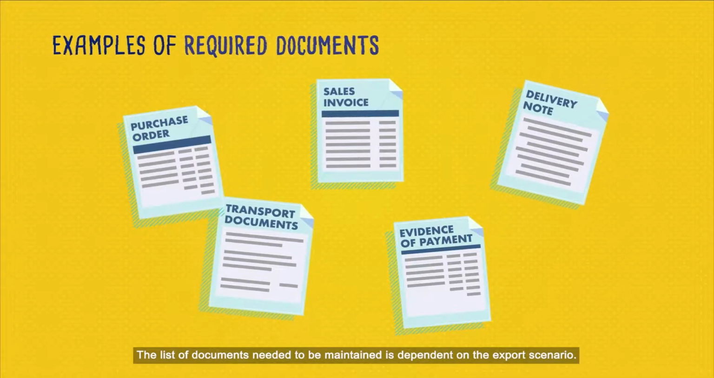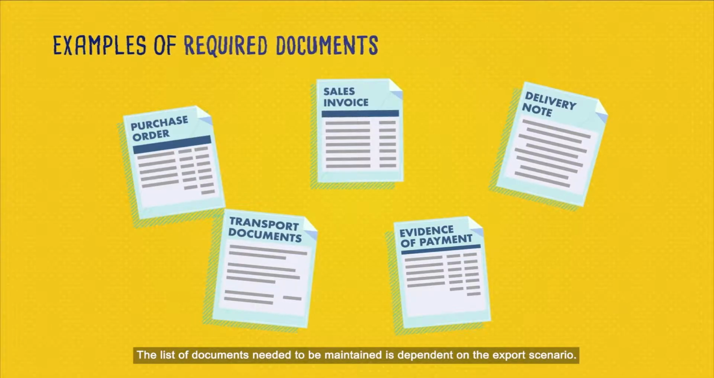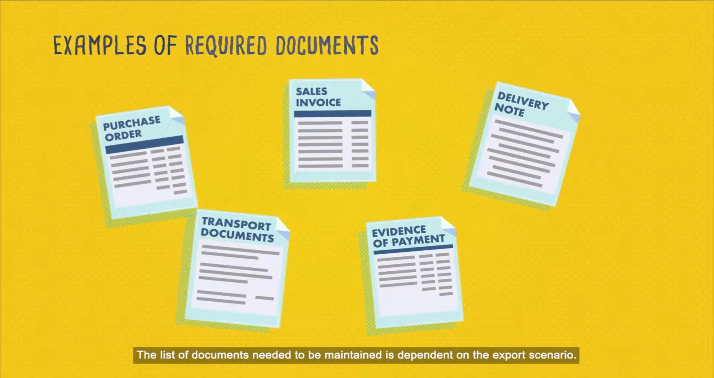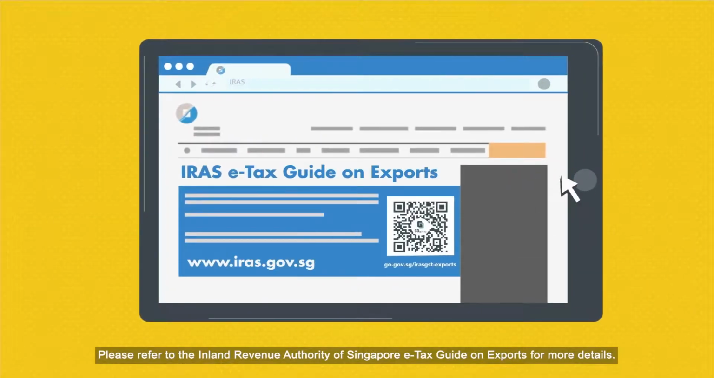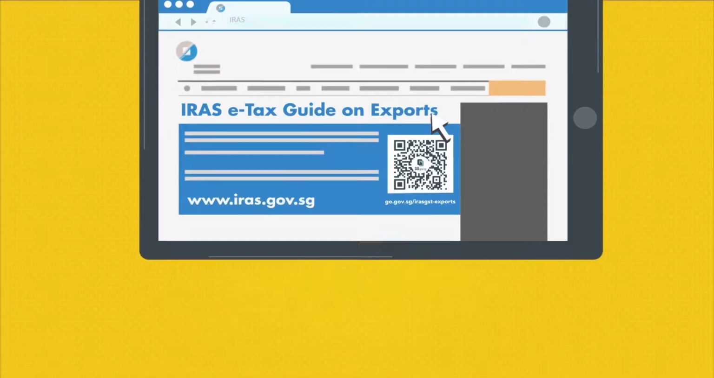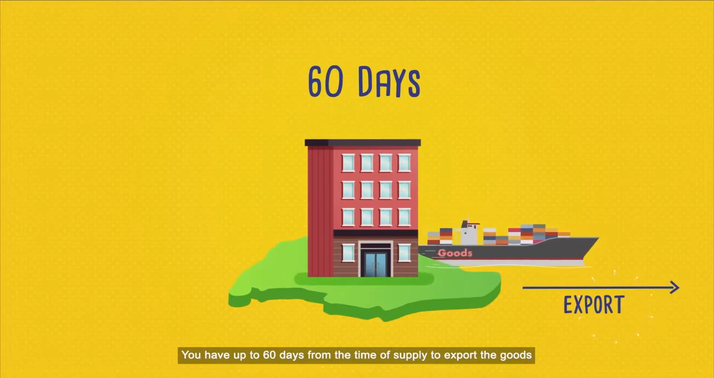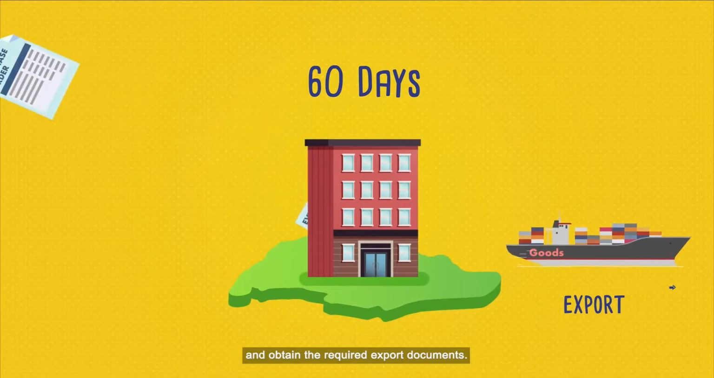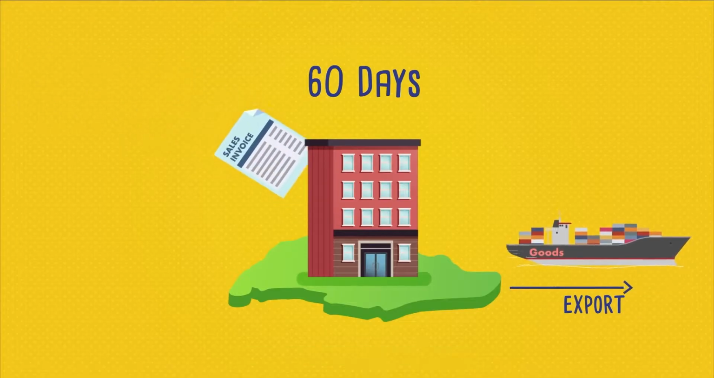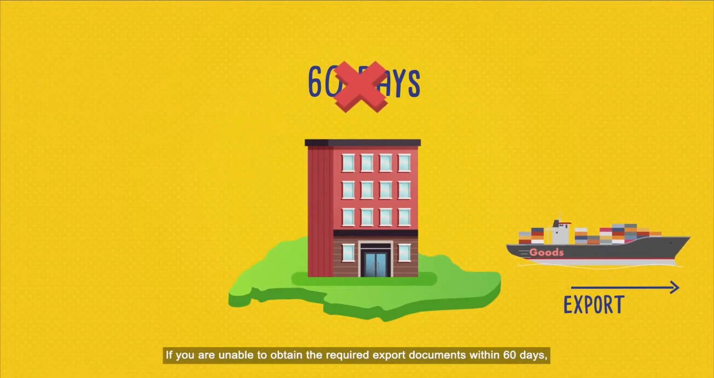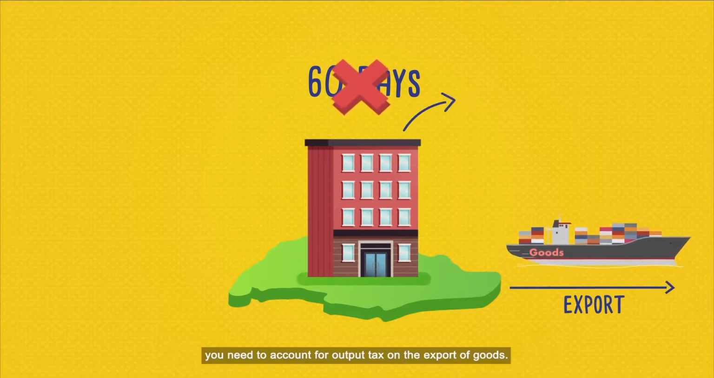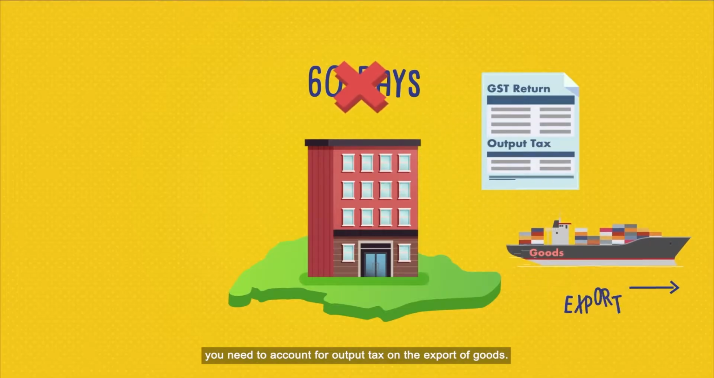The list of documents needed to be maintained is dependent on the export scenario. Please refer to the Inland Revenue Authority of Singapore e-Tax Guide on exports for more details. You have up to 60 days from the time of supply to export the goods and obtain the required export documents. If you are unable to obtain the required export documents within 60 days, you need to account for output tax on the export of goods.